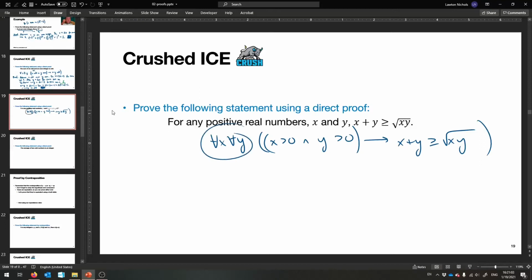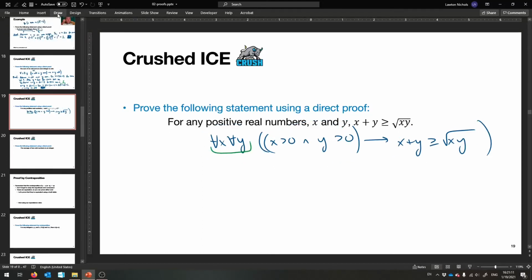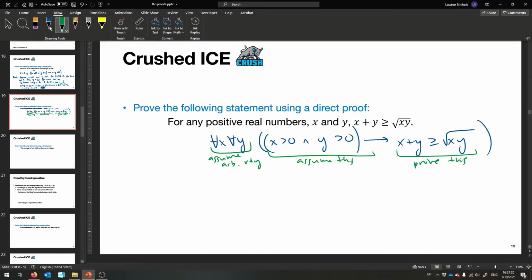Okay, so there is our proof. So assume x and y are arbitrary, assume this, prove that. That's what you got to do. And maybe I should write that just for posterity's sake. So assume arbitrary x and y. Assume this. Prove this. That is the game plan.